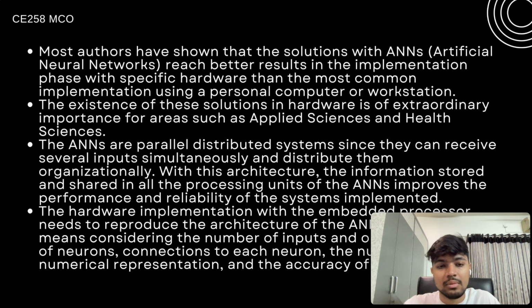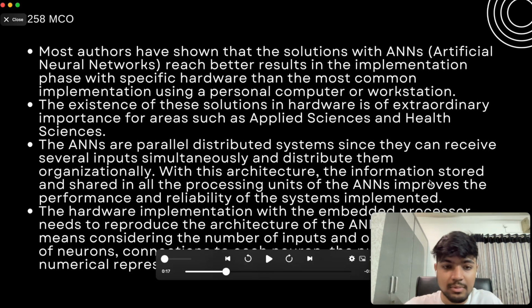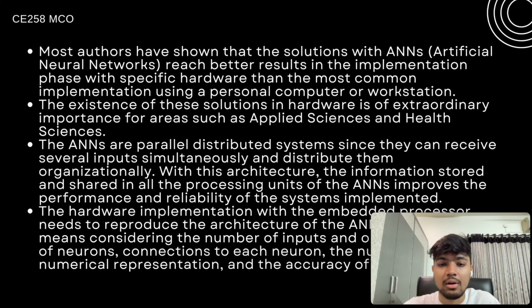The artificial neural networks are parallel distributed systems since they can receive several inputs simultaneously and distribute them organizationally. With this architecture, the information stored and shared in all the processing units of the neural network improves the performance and reliability of the system implemented. The hardware is basically dependent on the number of inputs and neurons, which is the connection with them, and the number of that greatly increases or decreases the accuracy of the system. The next slide.